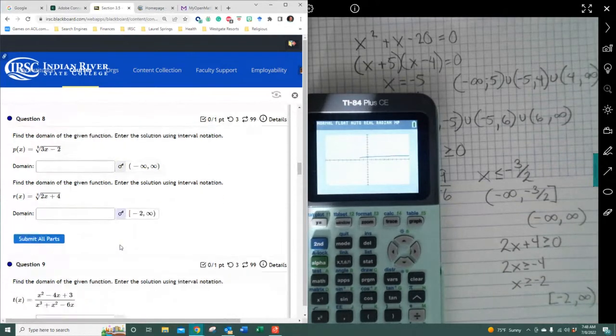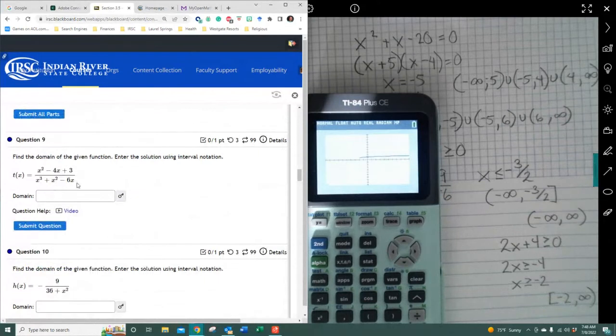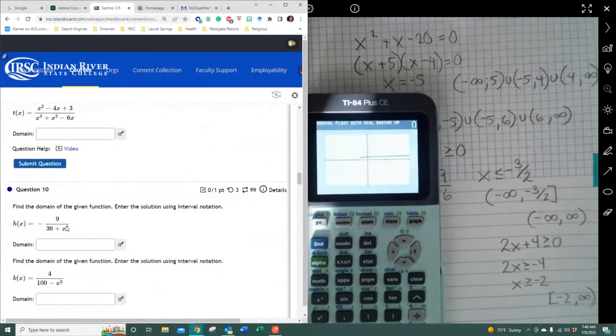Okay, so domain. All right, I'm going to leave you guys to figure out the rest of these. It's the same concept over and over again, just figuring out what the domain restriction would be. Now, if you come up with expressions like this one, for example, where you get i, the answer is all real numbers. I can tell you that.